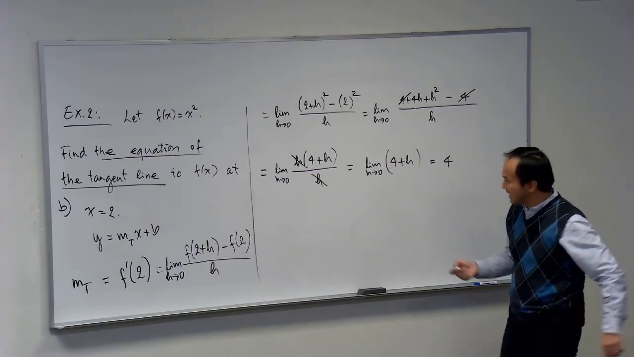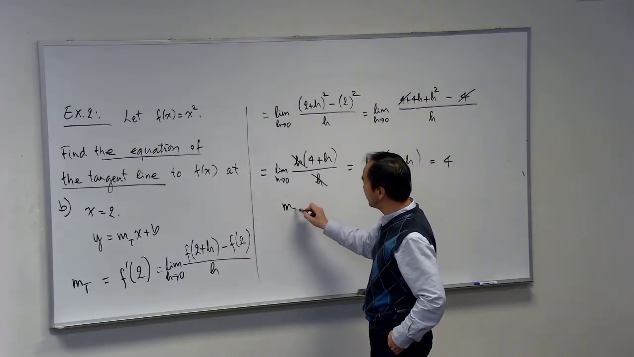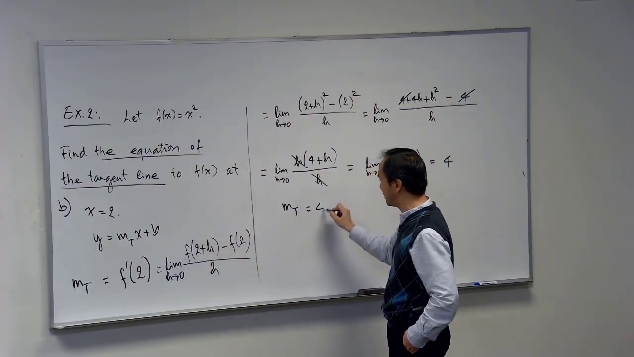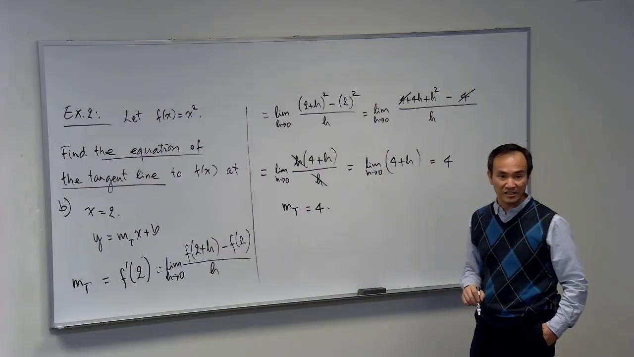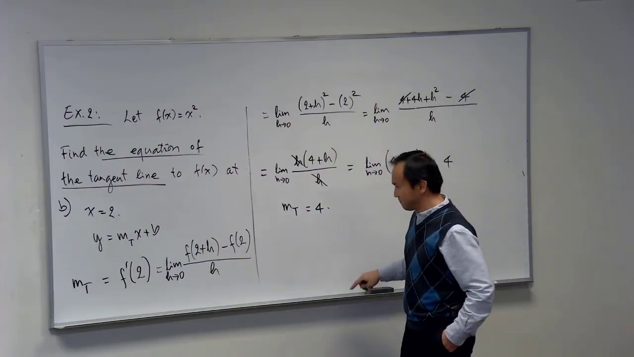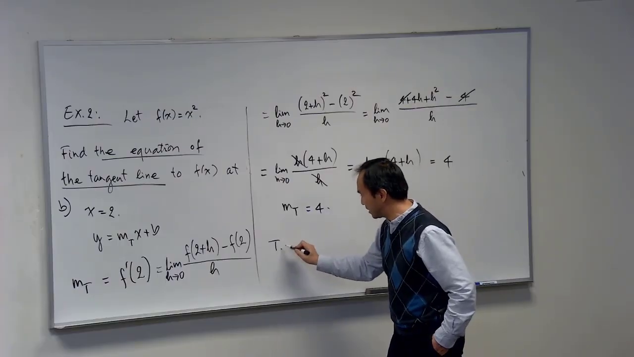But what does that mean? That means the slope of the tangent line that we're looking for, to complete the equation here, has slope 4. It's a pretty high rising line again. Sounds good?